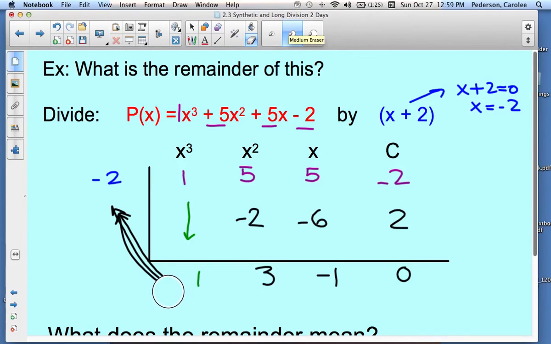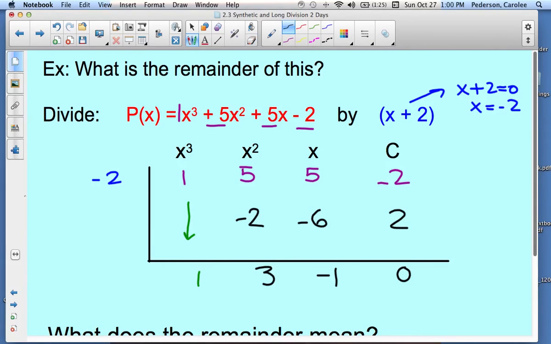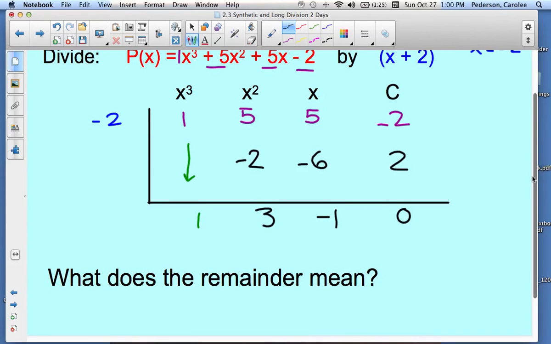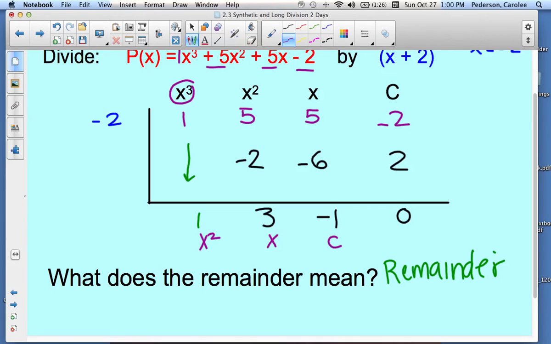What that means then is this polynomial in the blue is factorable by the one in the red. So the remainder is 0. It is factorable. So I'm going to drop the polynomial by a degree, since this was x cubed. We're dropping it to x squared, x, constant, remainder. So we say this polynomial is factorable.